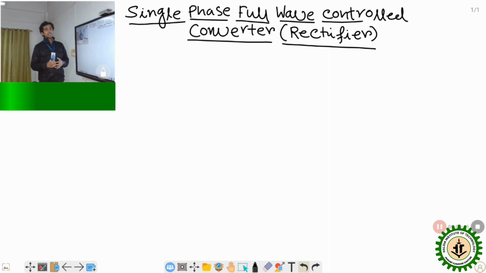Today we are going to discuss the single phase full wave controlled converter, or full wave controlled rectifier, bridge connection with resistive load. Now for any power electronics converter, we need switches. So for the single phase full wave controlled rectifier, obviously we need switches, and the switch that we are going to use is the thyristor.